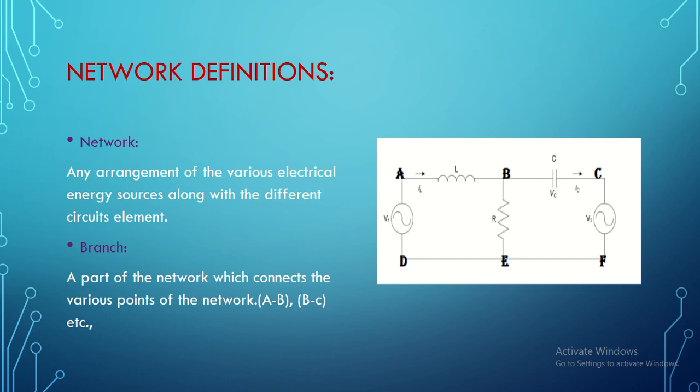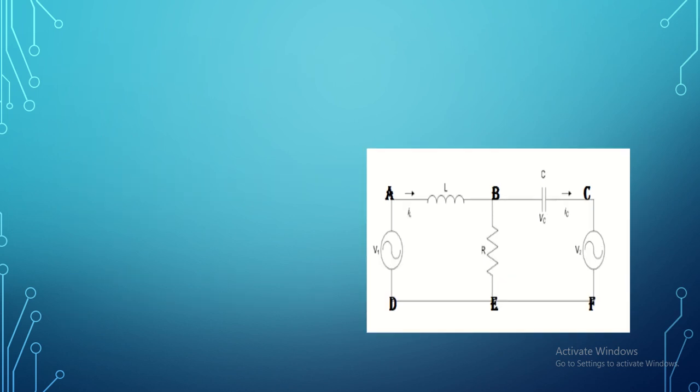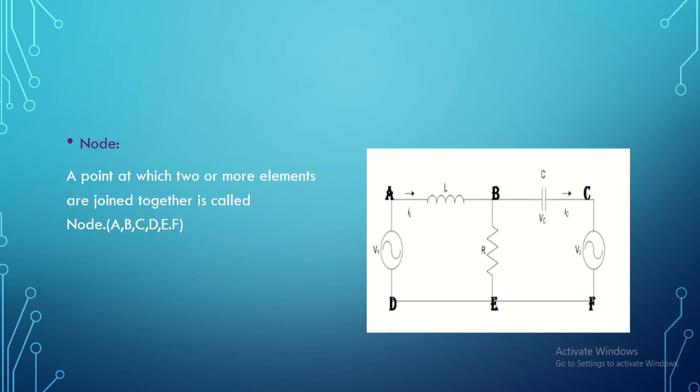The first one is the branch. In this diagram, there are several branches. A branch is a part of the network which connects the various points of the network. So in this diagram, AB, BC, DE, EF are some of the branches. Next one is the node. A node is a point at which two or more elements join. The joining point of two or more elements is called the node.